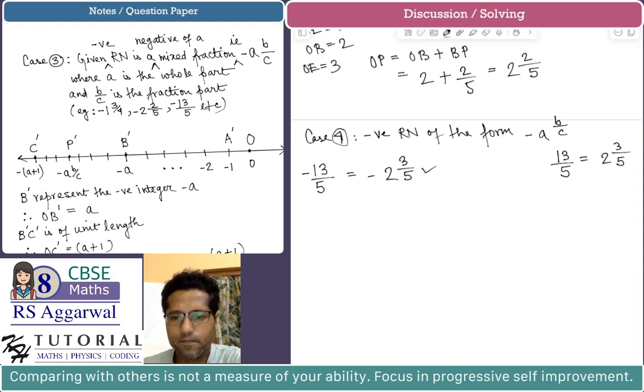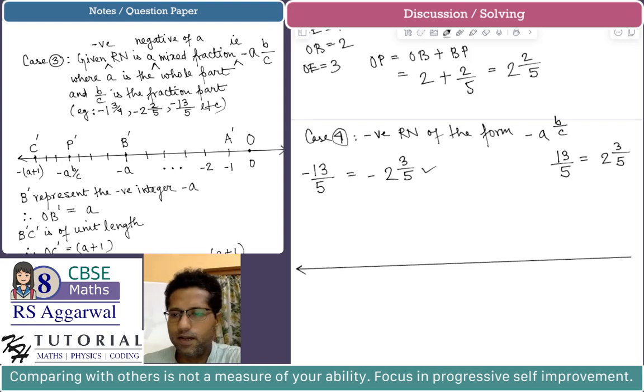So let's draw the real line and mark the two endless points. Since this time the rational number is negative, we will take the origin O towards the right end. So let's say this is origin O, this represents the integer 0.